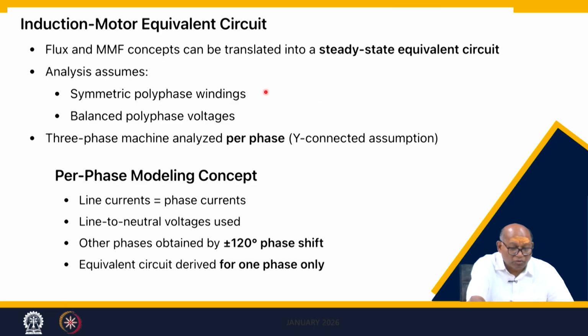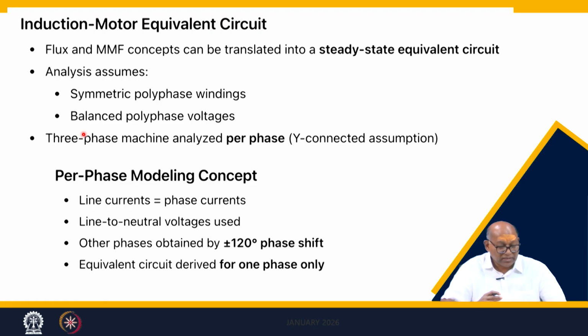We can convert this whole thing into a steady state equivalent circuit just like a transformer because of its symmetry and balance. It is not so easy to analyze the unbalance, but when it is a balanced supply, we can easily make a lot of approximations which will work. So, the per phase modeling concept means the line currents flowing are equal to phase currents, and line to neutral voltage is used. So, it is like a star, the phase voltage is used, and every phase is 120 degrees apart, and the winding axis is also 120 degrees apart.